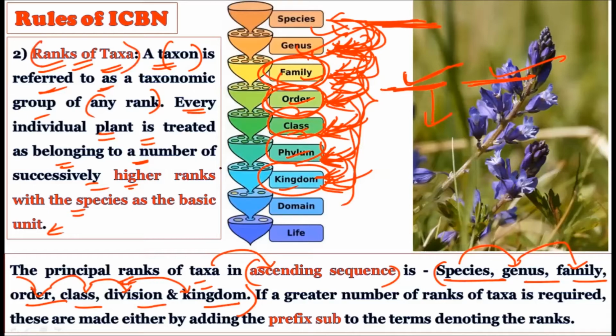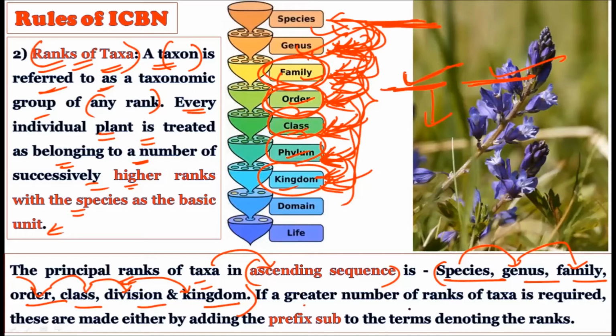Okay, so what is the rule of the rank of the taxa? That the rank of the taxa should be given in the ascending order. First species, then genus, then family, then order, then class, then division, then kingdom. Okay, and this sequence should be strictly followed. This sequence should not be changed, because these are the rules of the ranks of the taxa, and according to this sequence only you should give the ranks for the taxon.